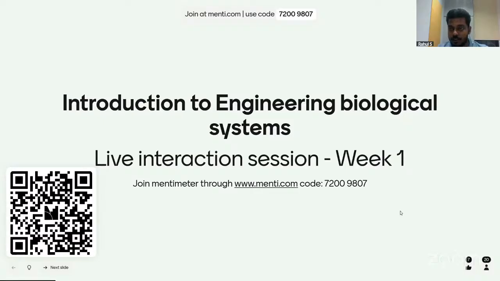I hope you can unmute yourself automatically, or I need to unmute you. You can raise your hands also. If you're not able to unmute yourself, please raise your hand, and Pallavi or I will help you to unmute so you can interact with us. And for those who join through YouTube, it is very important to join the Mentimeter so that there will be at least a minimal interaction.